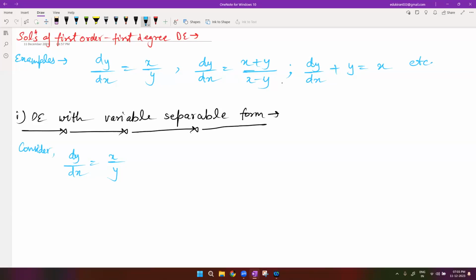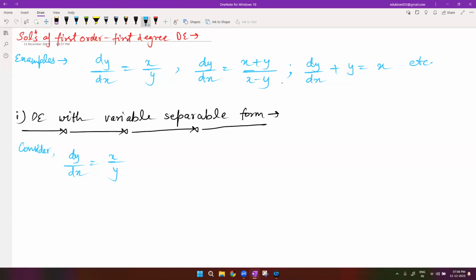Now remember a few things. To solve a differential equation, we need integration. Definitely integration. Without integration, we will not be able to solve even a single differential equation. So to solve a differential equation, we integrate the equation. Now, how to integrate the equation? This is the main problem.